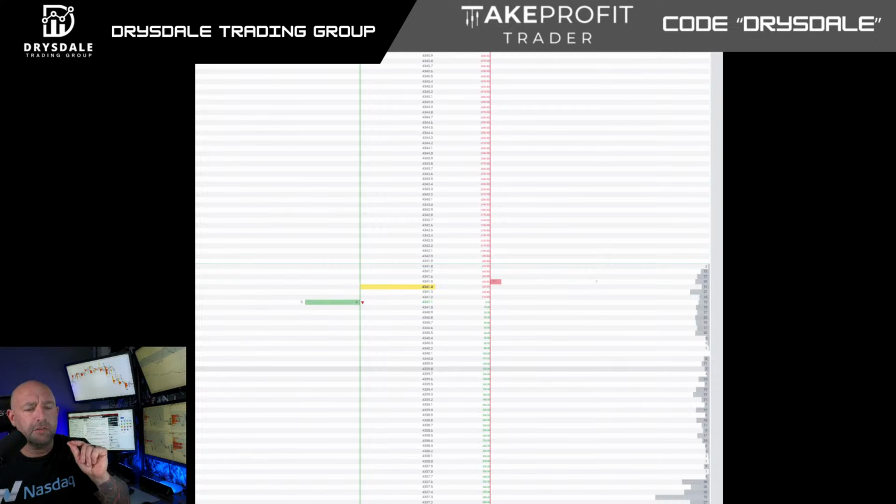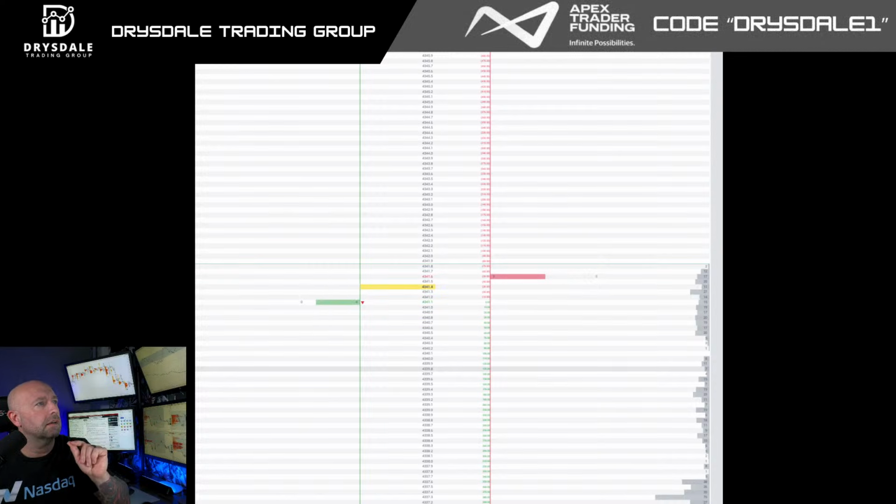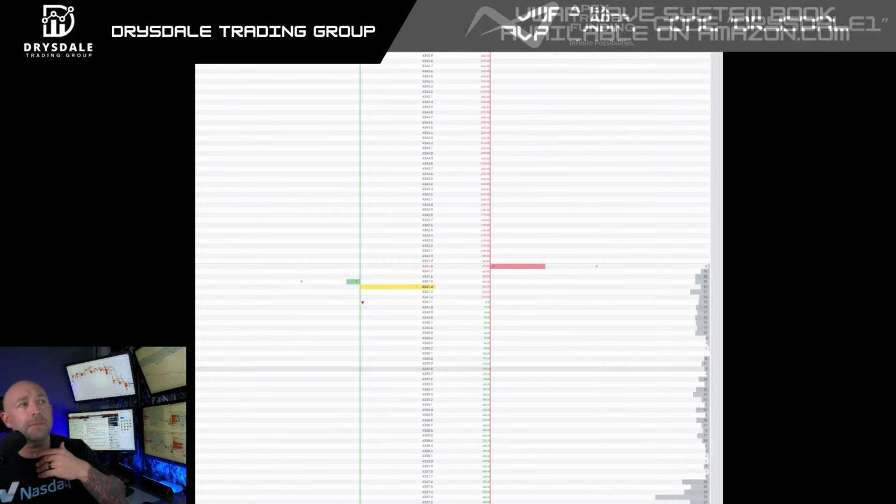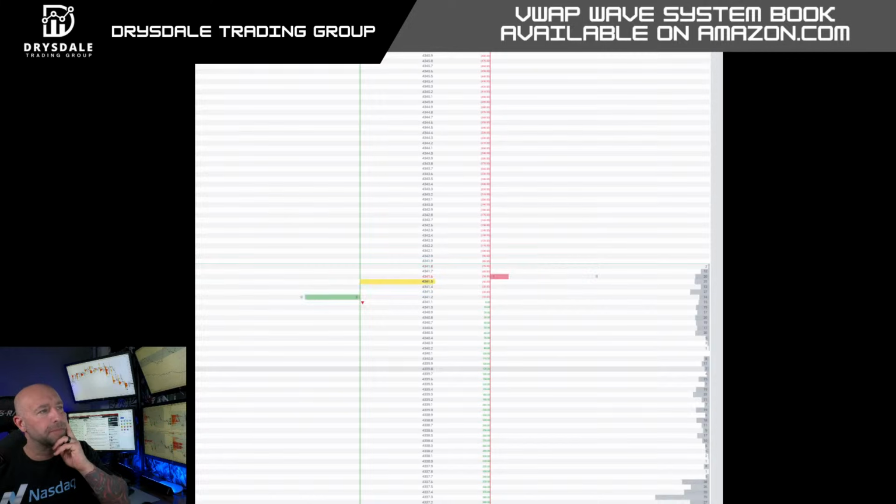So we had a couple of good trades here. This is kind of our line in the sand, right? This key low volume node off the composite. We took the short up here, the VWAP bounce short.